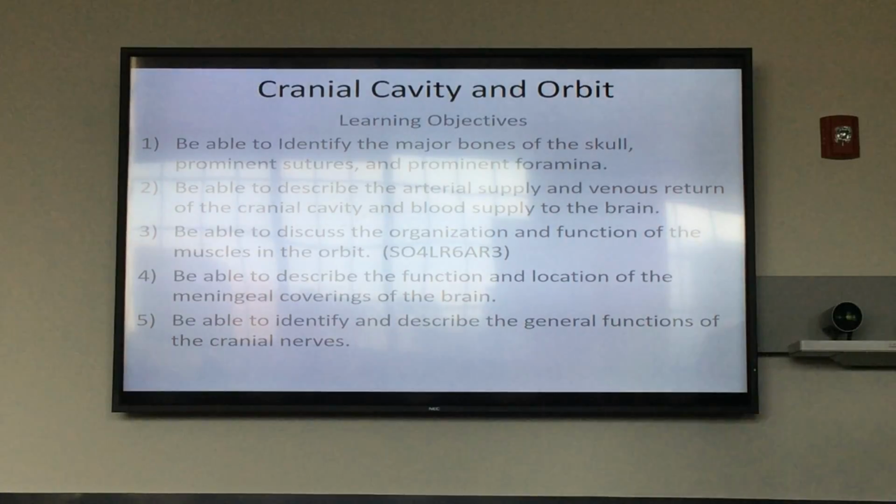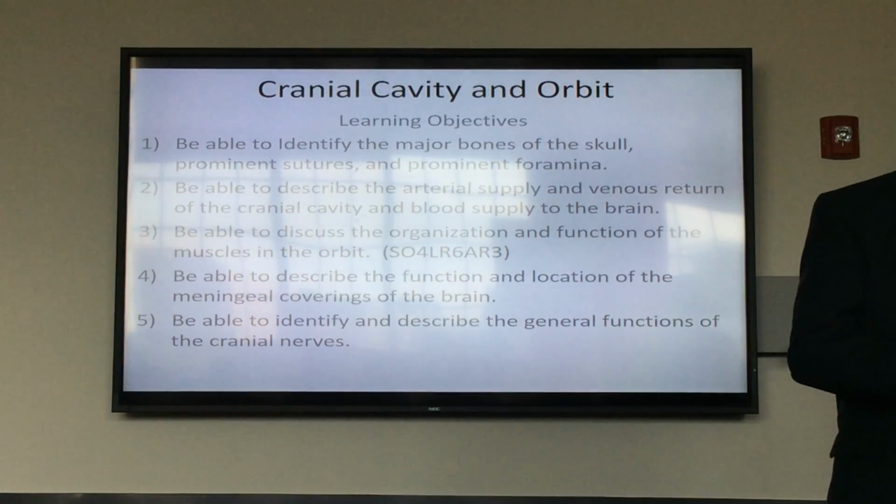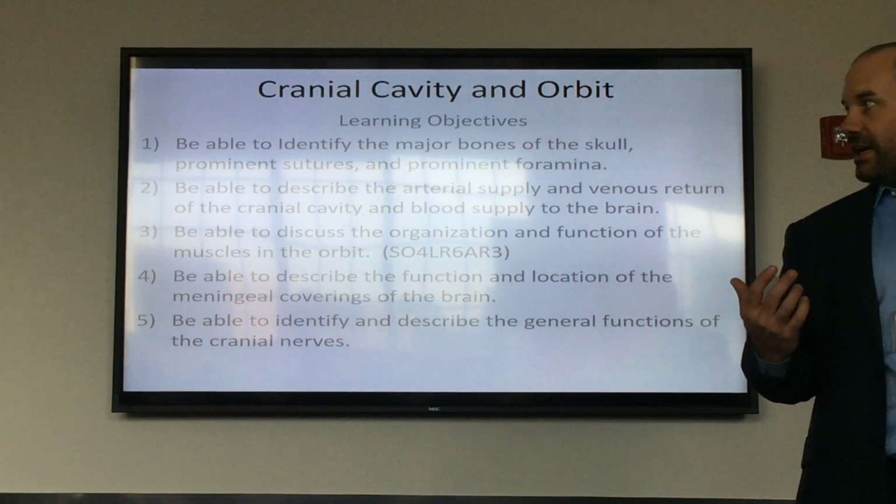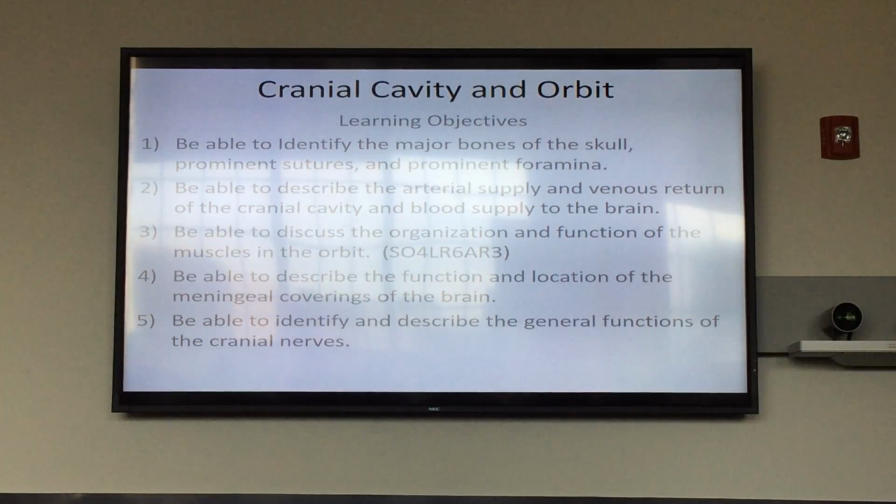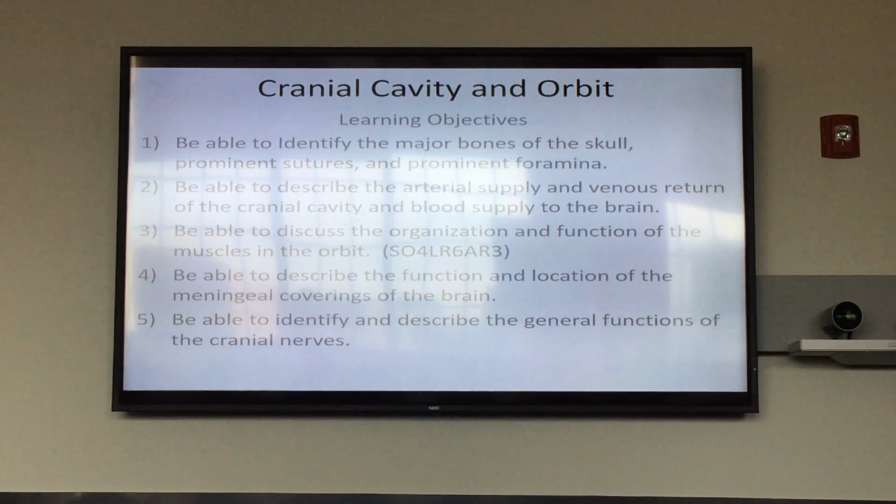We're also going to describe the arterial supply and venous return to the cranial cavity, and specifically the blood supply to the brain. You're going to have to understand how we get blood to the brain, and I'm going to show you that on diagrams today. We're going to talk about the orbit. Some of this is going to be a little bit arduous because you're going to look into the orbit on Thursday, and you're all going to say the same thing. What the hell am I looking at? Why am I looking at this? This is crazy. We'll also cover the function and location of the meningeal coverings of the brain. And finally, we're going to identify the general functions of all the cranial nerves.